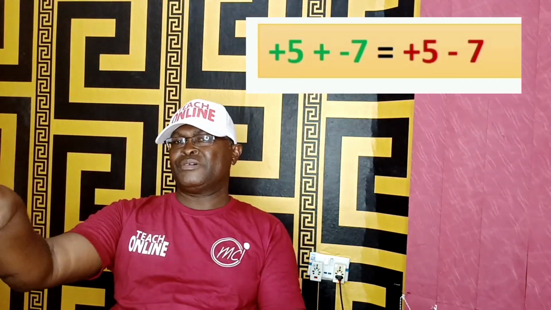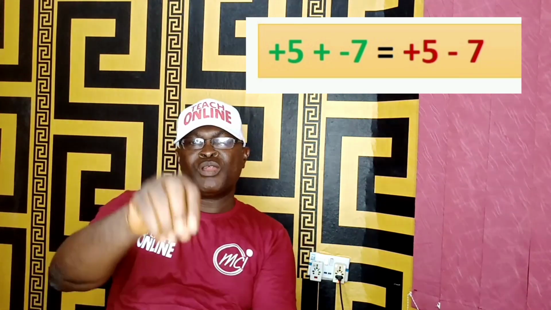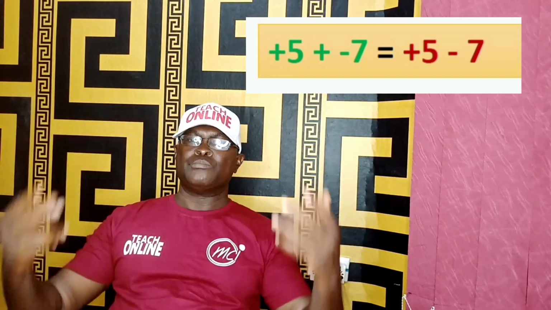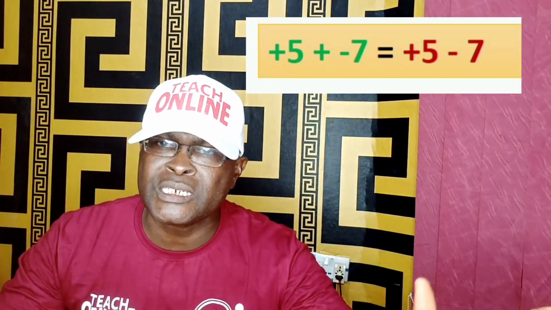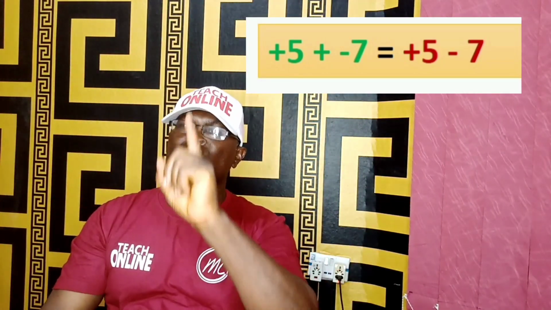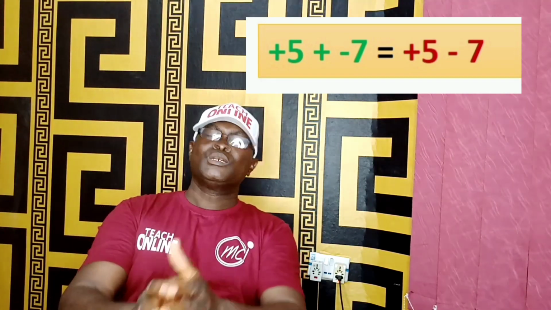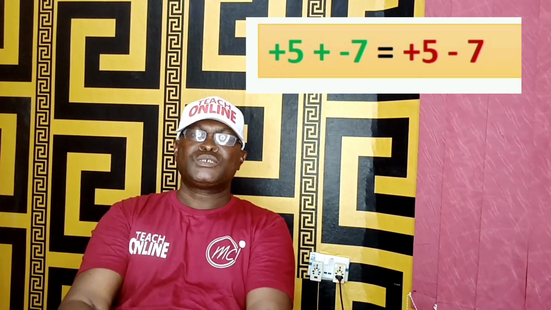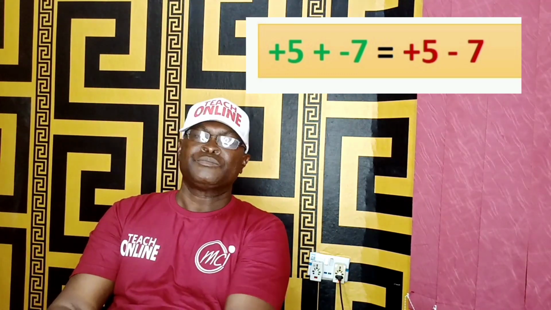I'll give you one more example before I stop here today. Look at this one here. Plus 5 plus minus 7. Now, two signs are following themselves that are different, okay? So change them to a minus. So you have plus 5 plus minus 7 to be plus 5 minus 7. And your answer is minus 2.